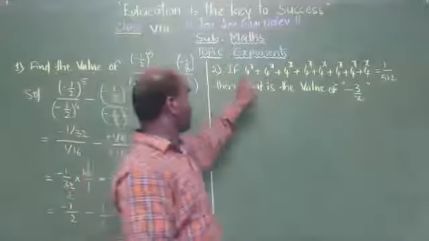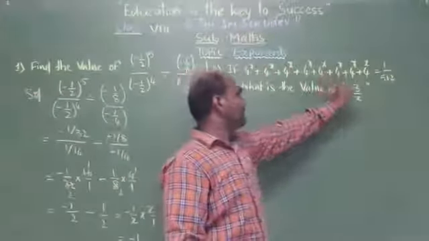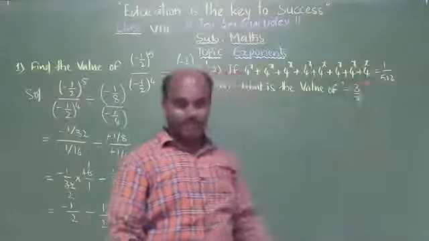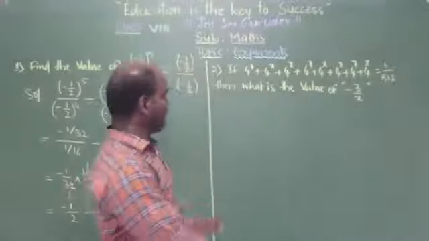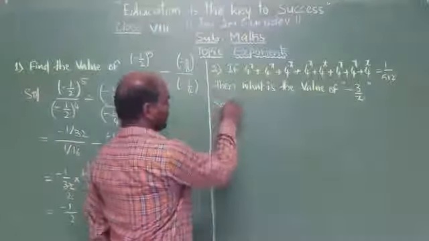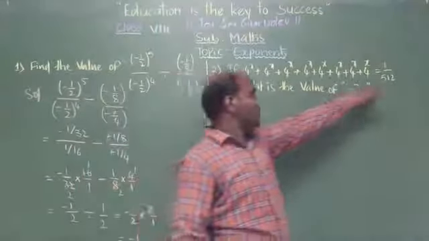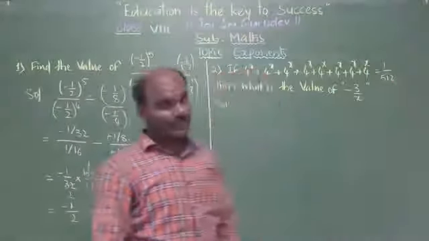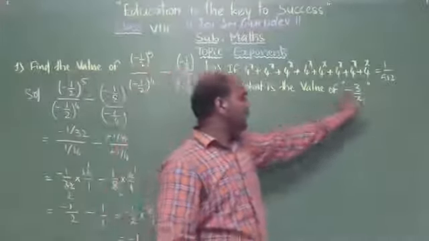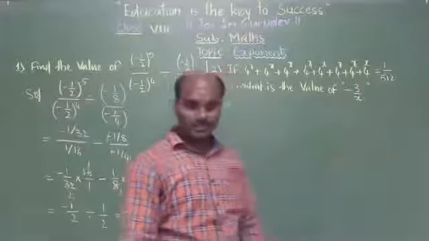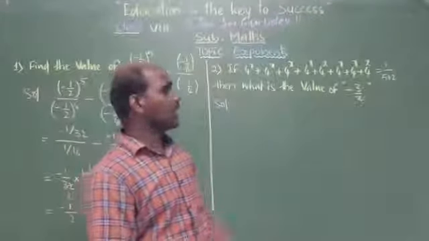Okay, 1 2 3 4 5 6 7 8. 8 times we are having 4 power x. So the solution is equal to 1 by 512. Then we have to find the value of minus 3 by x.